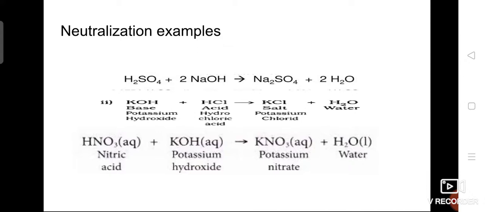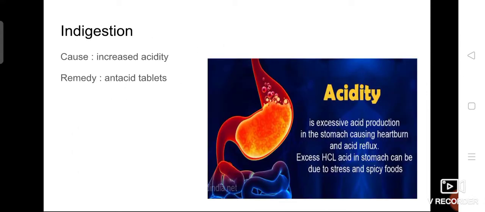Okay. So now we are going to see some examples in our day-to-day life where we see the role of acids and bases. Till now we have talked about what is an acid, what is a base, how they work, what is a neutralization reaction, in a laboratory way, in a chemical way. Now we are going to see that in our day-to-day life also, some neutralization reactions are happening. So now we are going to see that kind of examples.